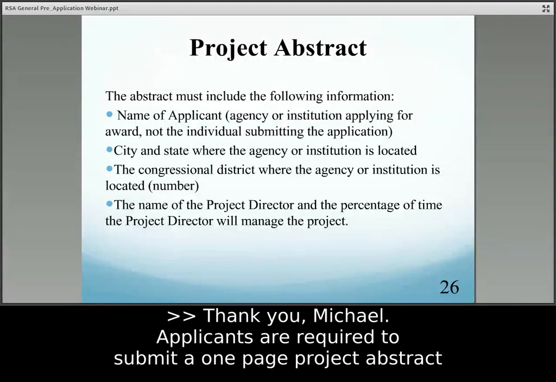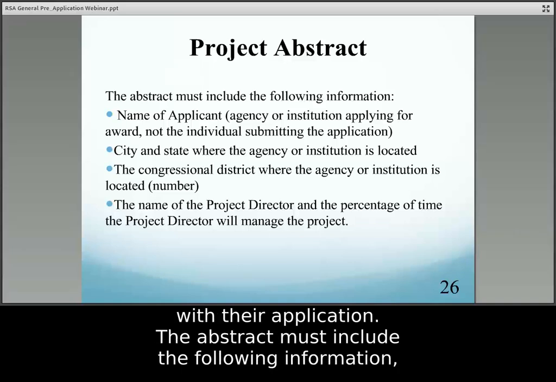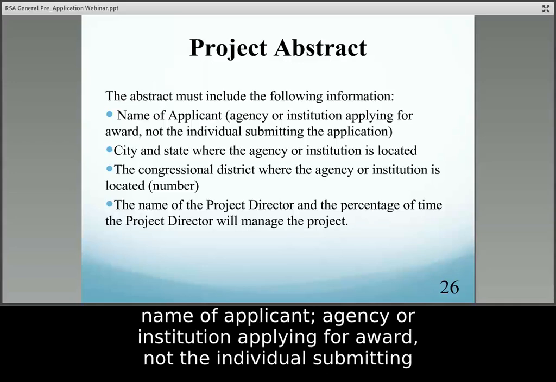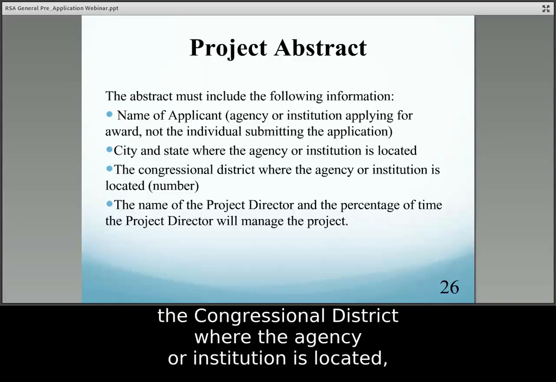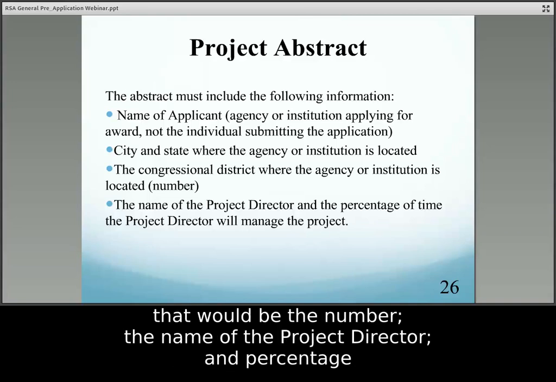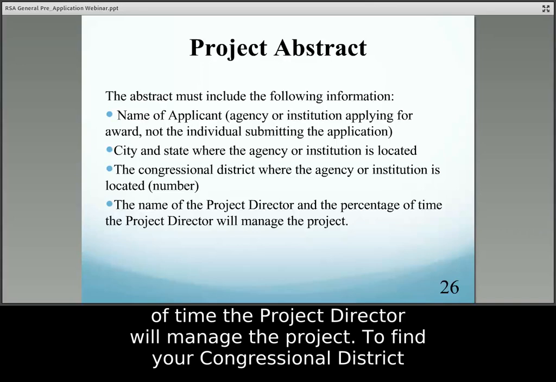Thank you, Michael. Applicants are required to submit a one-page project abstract with their application. The abstract must include the following information: name of applicant, agency or institution applying for award, not the individual submitting the application, city and state where the agency or institution is located, the congressional district where the agency or institution is located. That would be the number. The name of the project director and percentage of time the project director will manage the project.